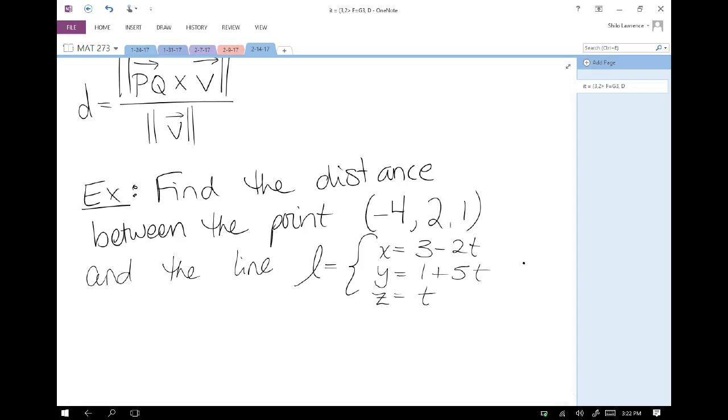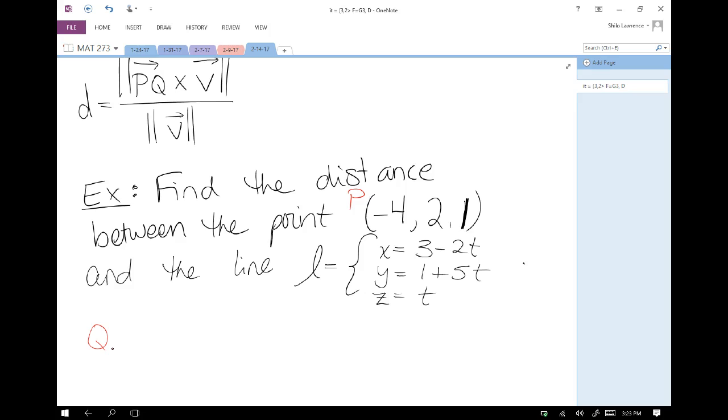We are going to find the distance between the point -4, 2, 1 and the line L that has parametric equations x equals 3 minus 2t, y equals 1 plus 5t, and z equals t. So the point they gave us, I like to call that point P. And then we also need a point on the line, Q, and then we need to connect P to Q.